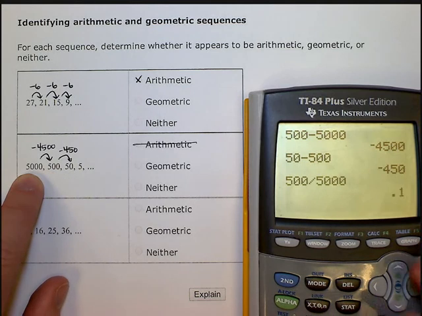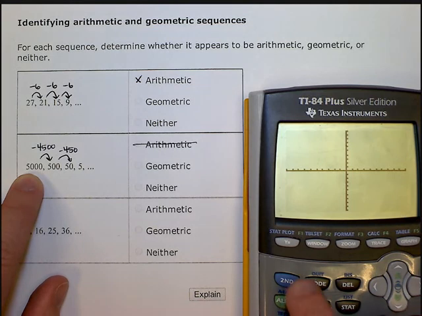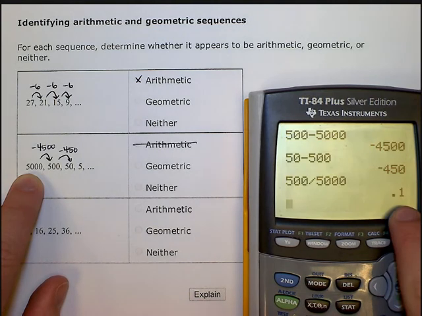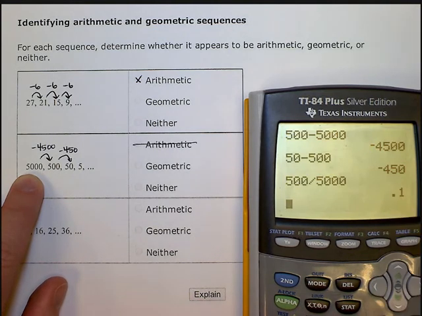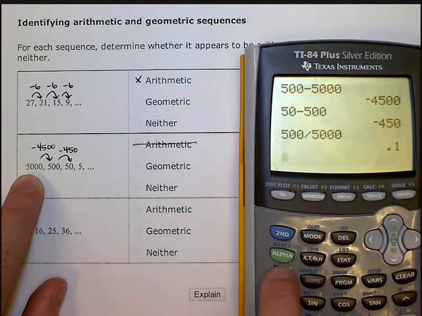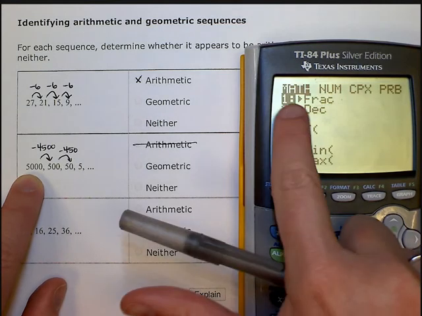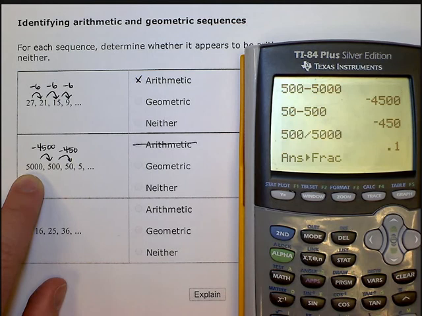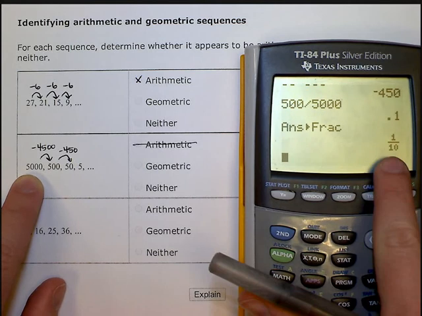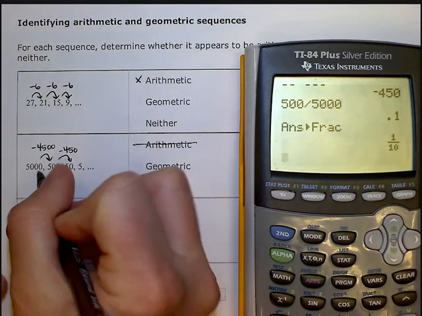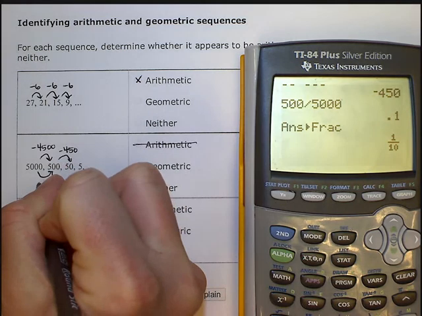Now that's a decimal, so in order to make it a fraction, I'm going to hit this math button right here. And then because fraction is already highlighted, I'm going to hit enter, enter. That's actually 1/10. So to get from this term to the next, I would multiply by 1/10.